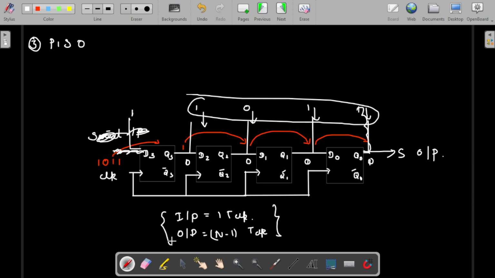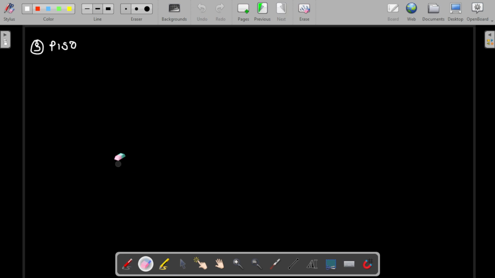They may ask for each type of register how many clock pulses are needed to give the input and how many clock pulses are needed to take the output. So please make note of it. Then the last one, which is nothing but parallel input, parallel output, which is very simple.